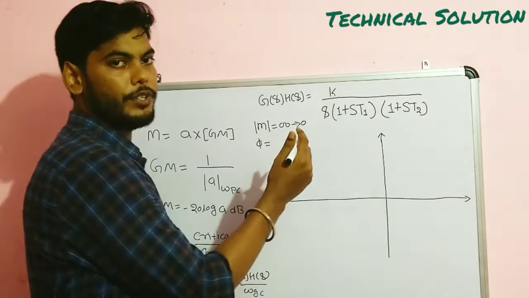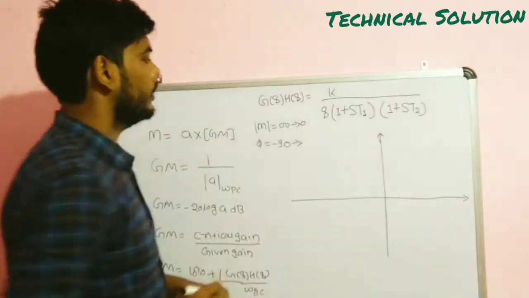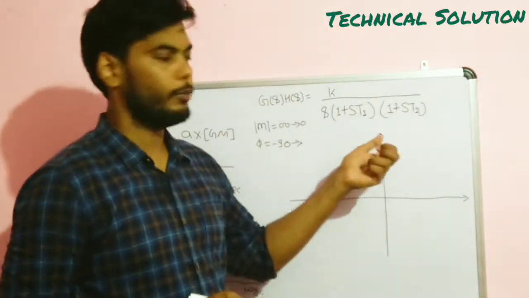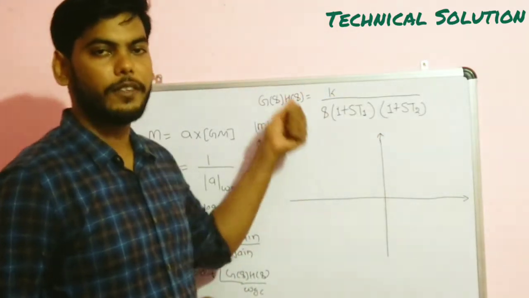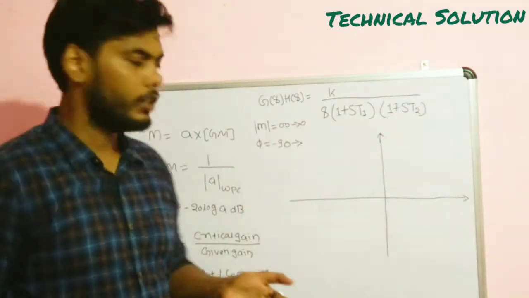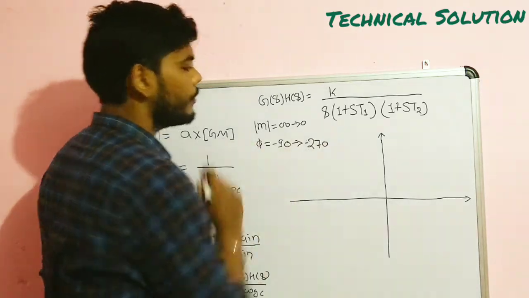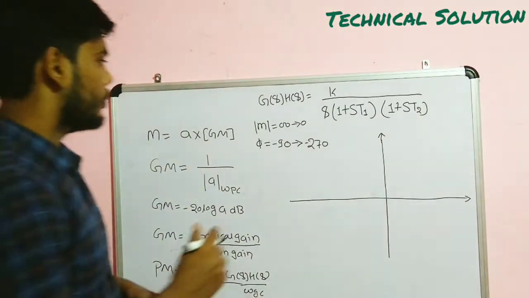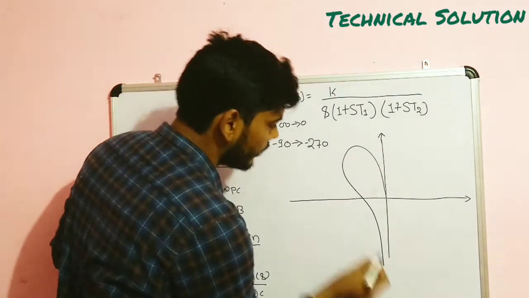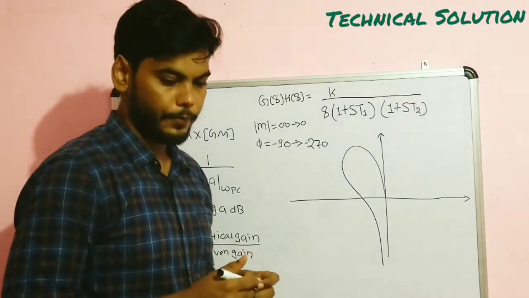The type number is 1. So the phase varies from minus 90 to minus 90 times (poles minus zeros). The poles minus zeros is 3 because the number of zeros in this transfer function is 0 and the number of poles is 3. So the phase varies from minus 90 to minus 270. So we draw the polar plot like this. For this transfer function, the polar plot looks like this.